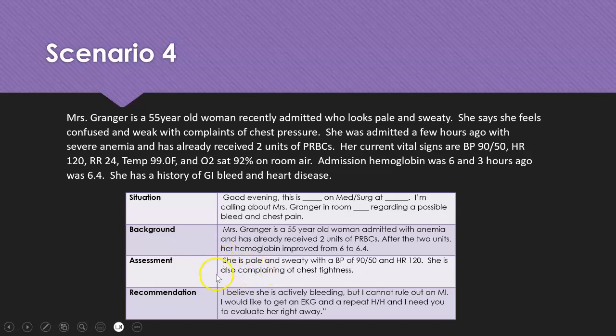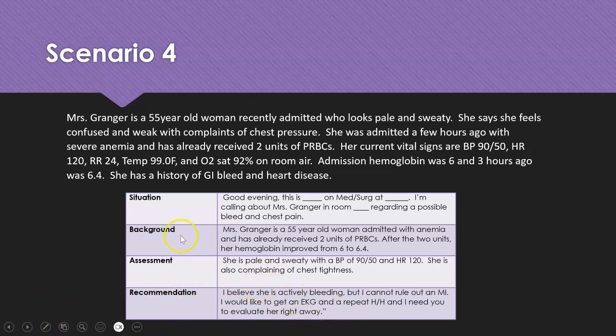You did the assessment. You told them she's pale and sweaty. You told them what her blood pressure and her heart rate was, which is significant. She is also complaining of chest tightening. I believe she's actively bleeding, but I cannot rule out an MI. I would like to get an EKG and a repeat H&H, and I need you to evaluate her right away.